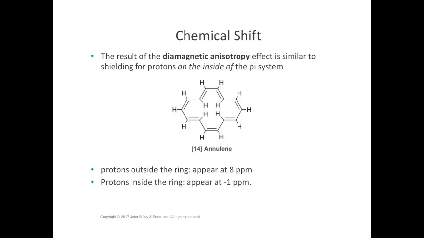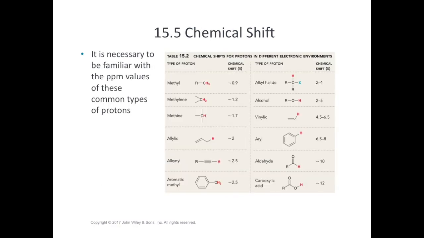The result of this effect is similar to shielding for protons when they're on the inside of the pi system. So here the protons on the inside of the ring appear at -1 ppm, where the ones on the outside appear at 8 ppm. Here is a handy table of different protons and where we expect to see their chemical shifts. And this is a very useful tool when you're analyzing an NMR spectrum and trying to deduce what type of structure you have.